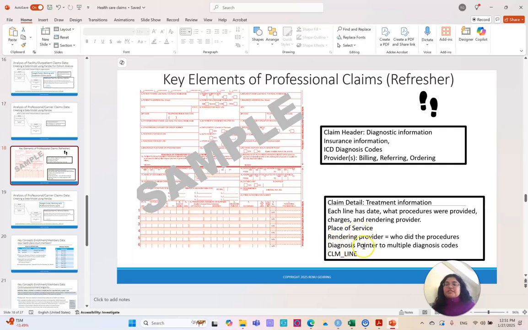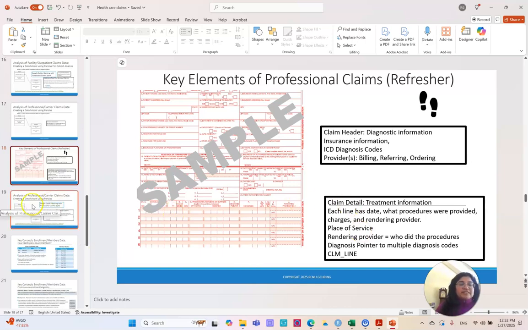There's also a diagnosis pointer, and this is a way of linking the detailed information on the claim, which is about treatment, to information about the diagnosis, which is on the header. The diagnosis pointer is at the line level and is able to link to multiple diagnosis codes. So you know this procedure happened on X date and was done by Y provider, and here are the diagnosis codes it was meant to address.